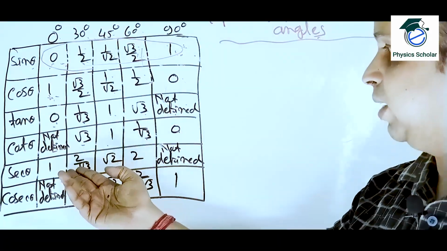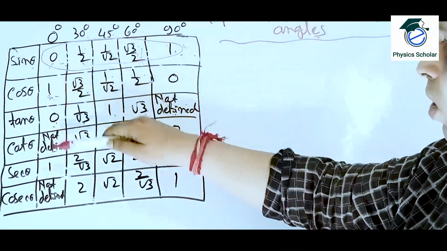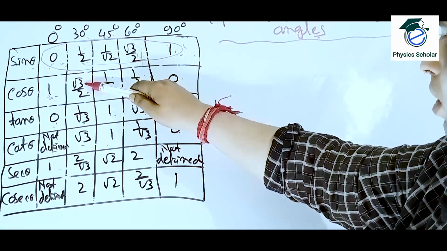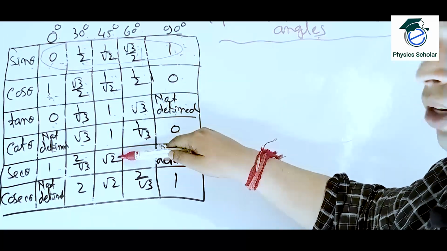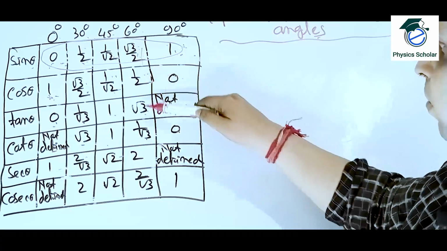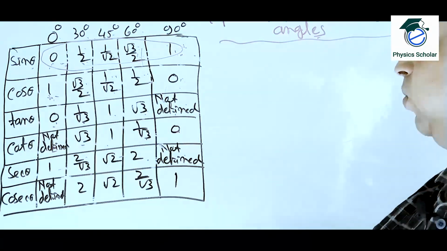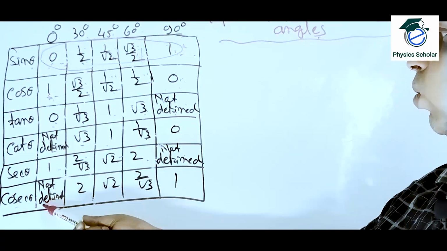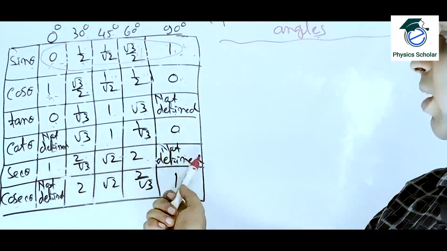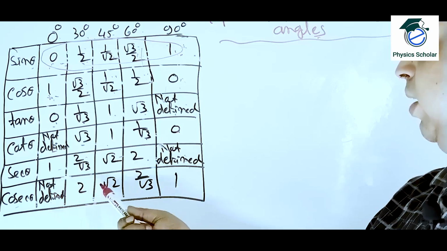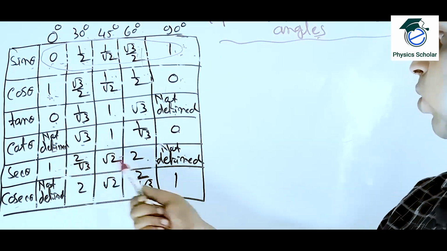Clear? Now sec. Sec means what? Reciprocal of cos. So cos is 1, then 1 by 1 means 1. Clear? Cos is root 3 by 2, then it will be what? 2 by root 3. Clear? Then what? 1 by root 2, then it is what? Root 2, reciprocal. Then it is what? Half, it will be 2 and it is 0. 0 by 0 means not defined. Clear? Now cosec. Cosec means just reciprocal of sine and also just the reverse of that. That means it will be not defined, it will be 2, then what? Root 2, then it will be 2 by root 3, it will be 1.